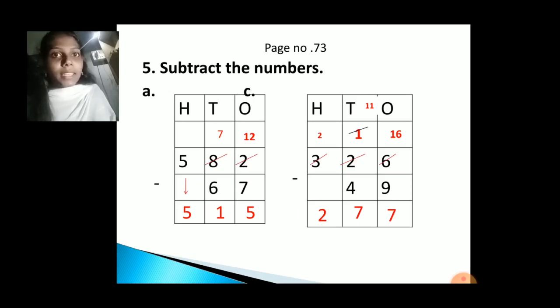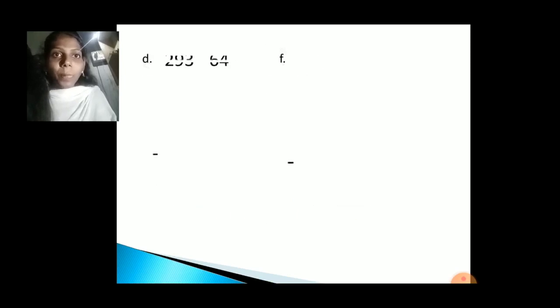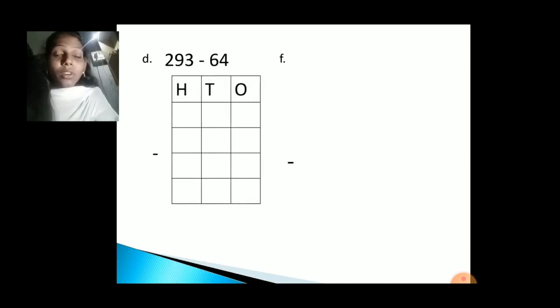So 326 minus 49 equals to how many? Yes, 277. Very good. Now we will solve D sum. 293 minus 64. Here you have to place these numbers at the correct place and then we will solve this sum. Right?